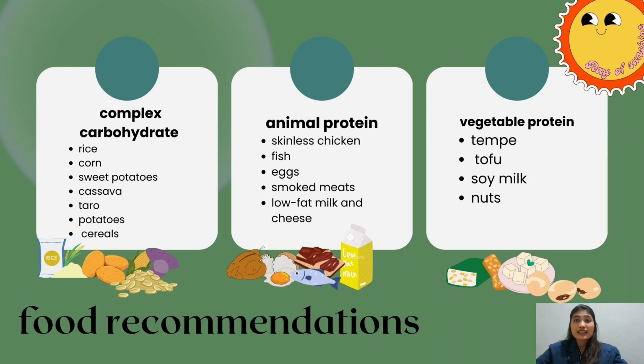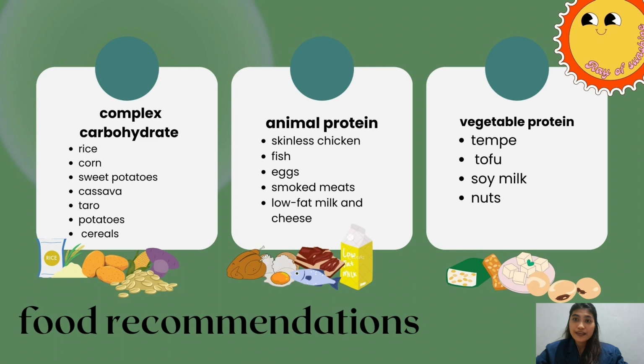The following are various types of food ingredients that are recommended for obese patients so that you can choose to use them when planning meals when nutrition interventions are carried out. It is recommended to use complex carbohydrates such as rice, corn, sweet potatoes, cassava, taro, potatoes, and cereals. Sources of animal protein should use lean meats such as skinless chicken, fish, egg, smoked meat, low-fat milk, and cheese.